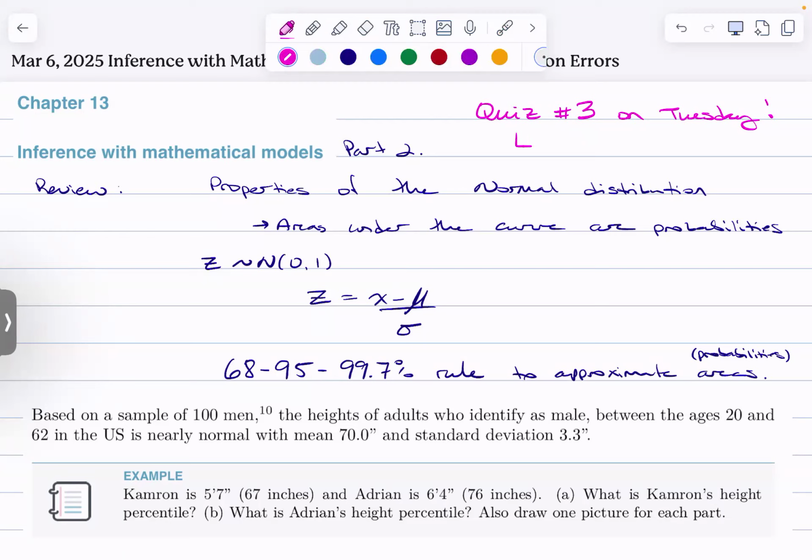So quiz 3, it's going to be on chapters 11 through 14. But 13 is pretty big.